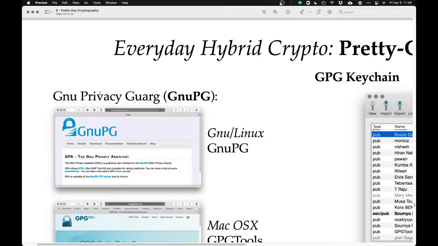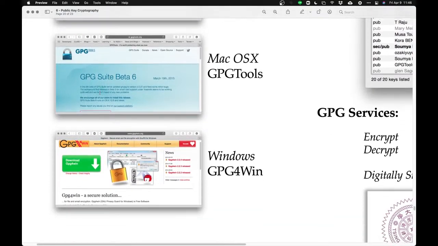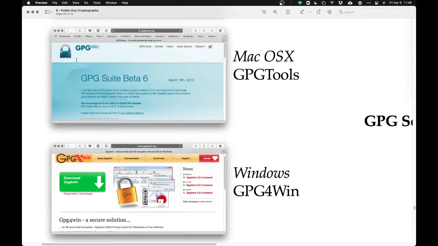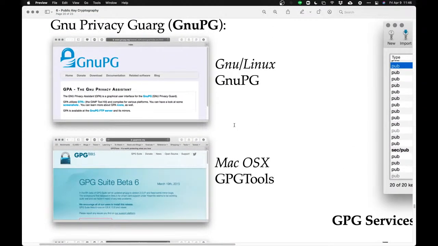What does it allow you to do? Basically, you have to install software on your computer. On Macs, it's called GPG Tools. On Windows, it's called Gpg4win. There might be another one, I don't know. On Unix, it's called GnuPG.